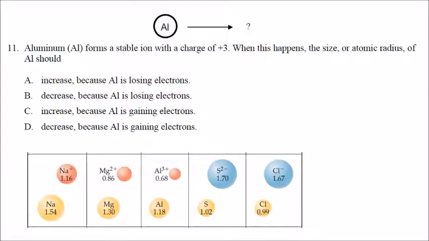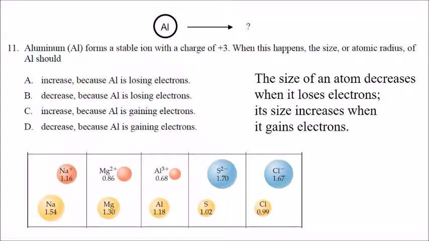Here are some examples of atoms. We have sodium, magnesium, aluminum, sulfur, and chlorine, and we have the corresponding size of the ion. Notice that sodium, magnesium, and aluminum, their size has decreased when they form positive ions by losing electrons. Sulfur and chlorine, their sizes have increased when they form negative ions by gaining electrons. So again, the size of an atom decreases when it loses electrons. Its size increases when it gains electrons. So correct answer for aluminum is that the size will decrease because aluminum is losing electrons.